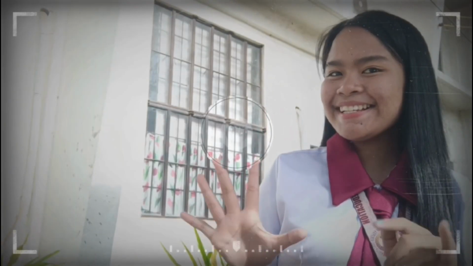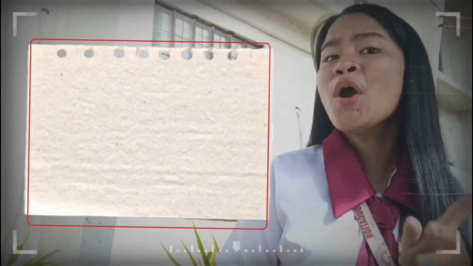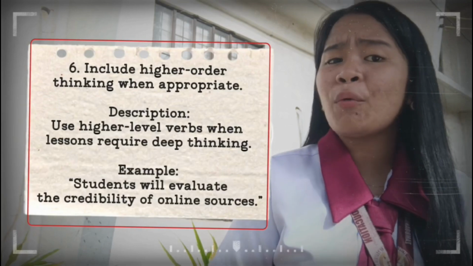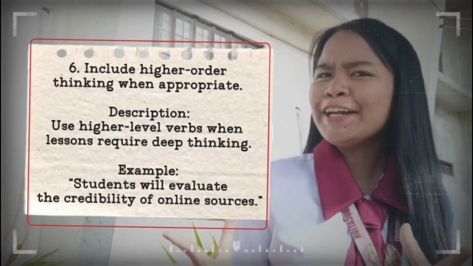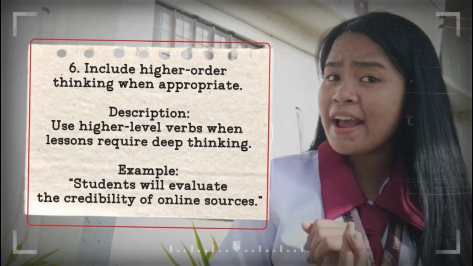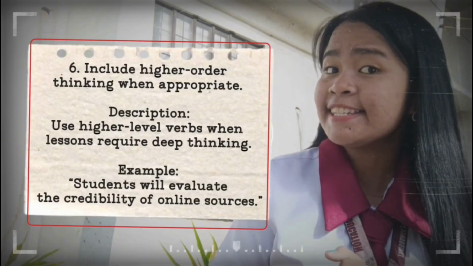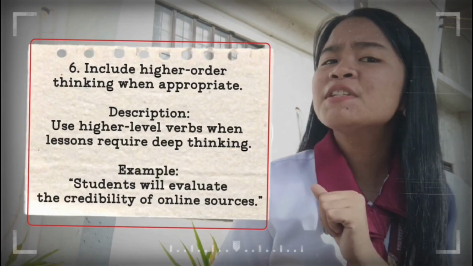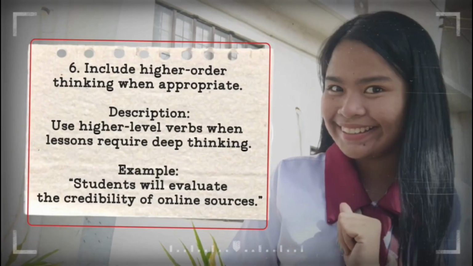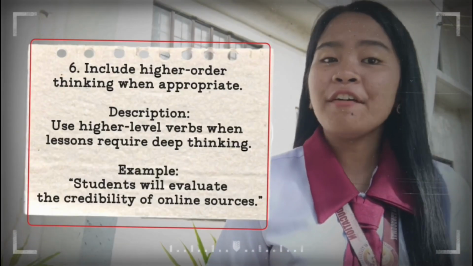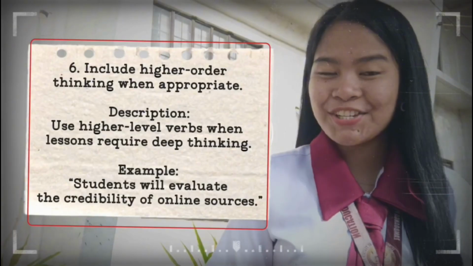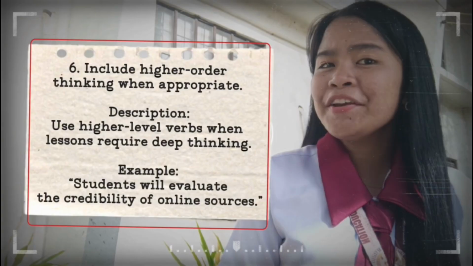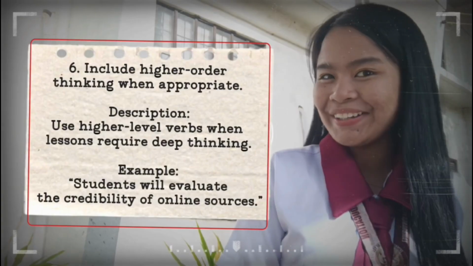Number 6, include higher order thinking when appropriate. Use higher level verbs when lessons require deep thinking. Not all objectives should be about remembering facts. Some lessons need analysis, judgment, or creativity. Using higher order verbs helps build critical thinking skills. Example, students will evaluate the credibility of online sources. Evaluate requires judgment, encourages deeper thinking, suitable for advanced learning outcomes.